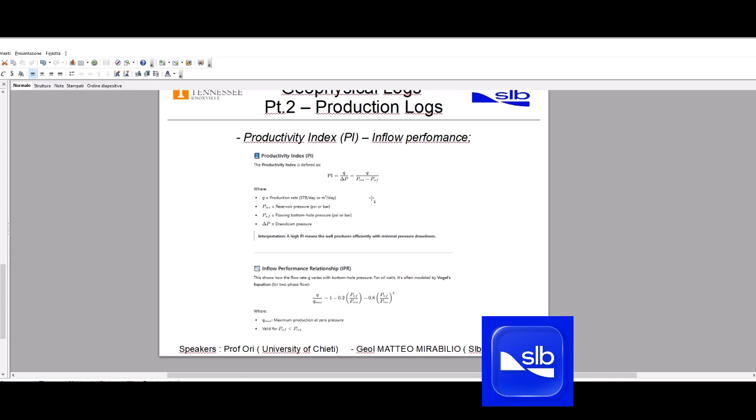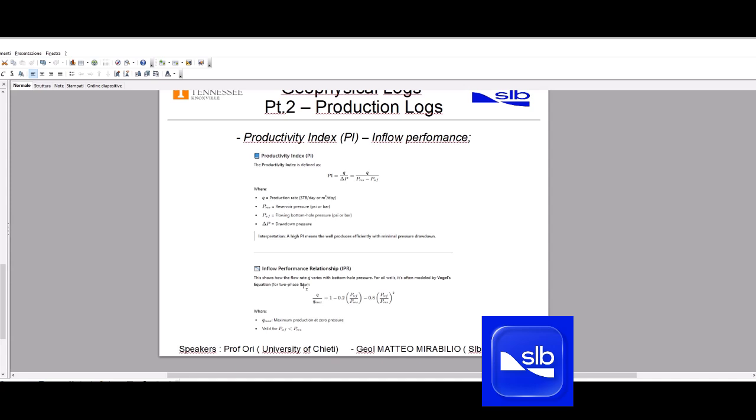What about the productivity index? Productivity index is established with an equation, PI equals Q, the production rate, divided by drawdown pressure. Drawdown pressure is the difference between reservoir pressure and flowing bottom hole pressure, in PSI or bar.